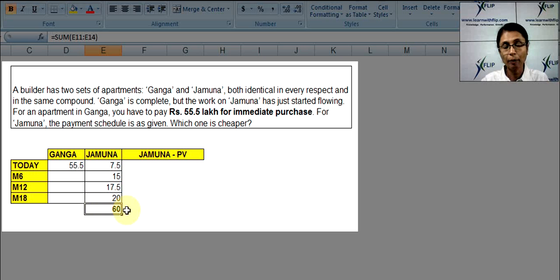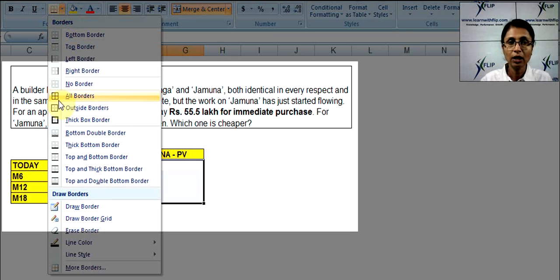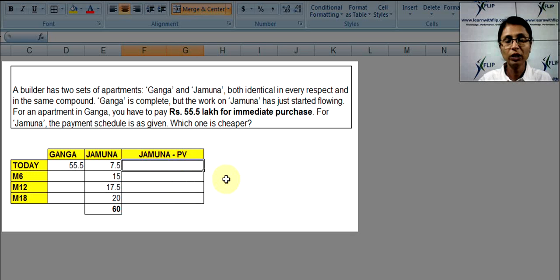Therefore, this apparent summation 60 is not the same as summing all these as of today, right? In other words, if I were to make a lump sum payment for Jamuna today, like I'm doing for Ganga, what would that lump sum payment be? In order to find that out, we need to present value all of these future cash flows, right? So let's do that. Can you tell me what would be the present value of 7.5 lakh? It's 7.5 because this is getting paid right now.